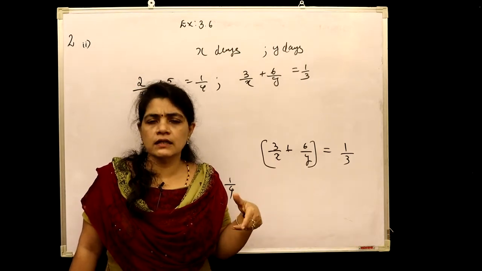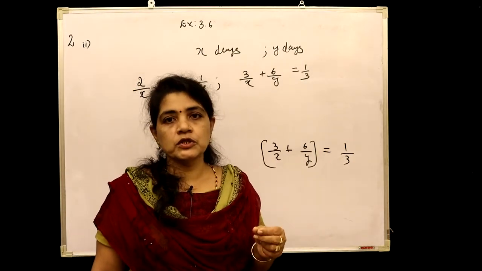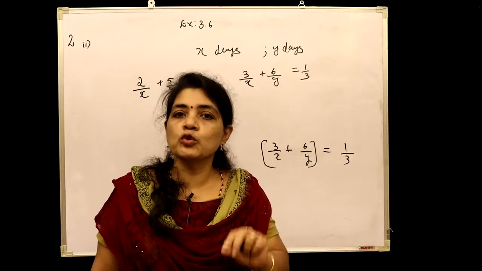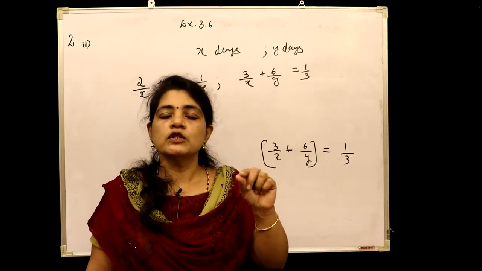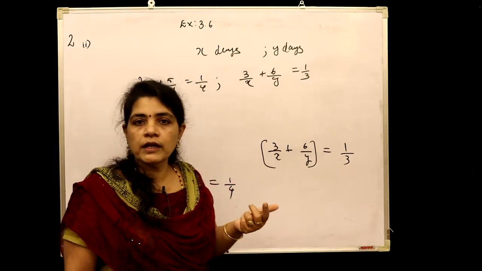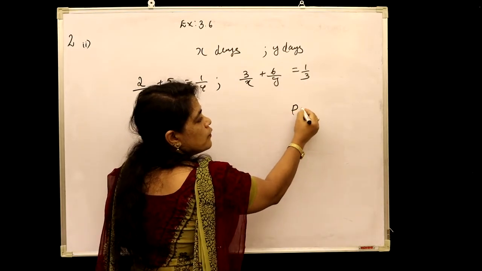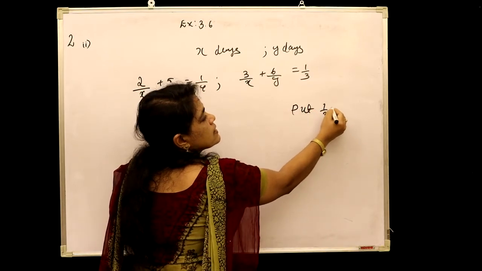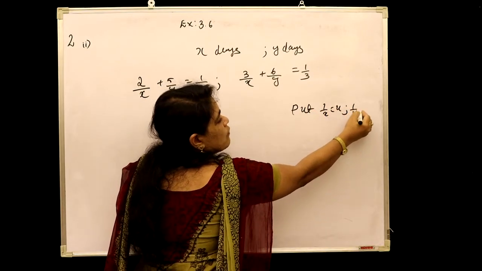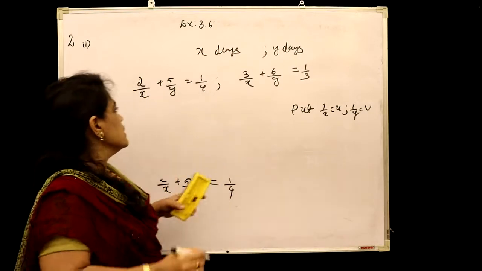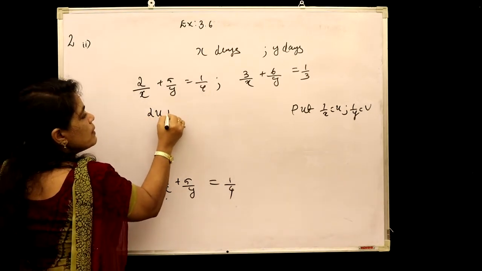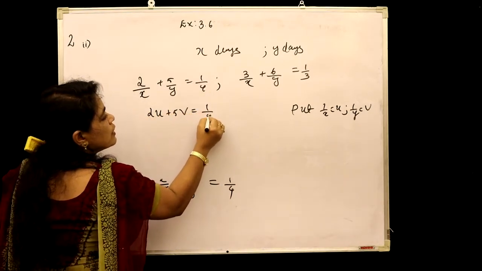So we know what to do. We have to substitute for 1 by x. Here 2 by x is 2 into 1 by x. So in order to make the variable into the numerator, we have to substitute 1 by x is equal to u and 1 by y is equal to v. So this equation becomes 2u plus 5v is equal to 1 by 4.